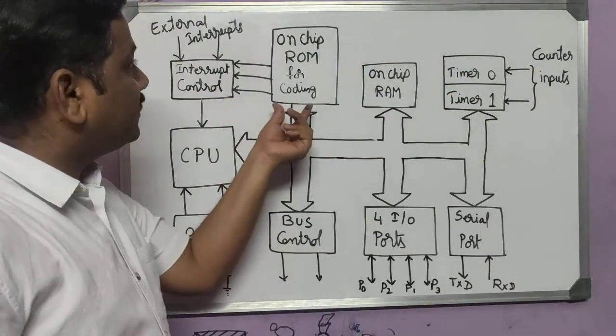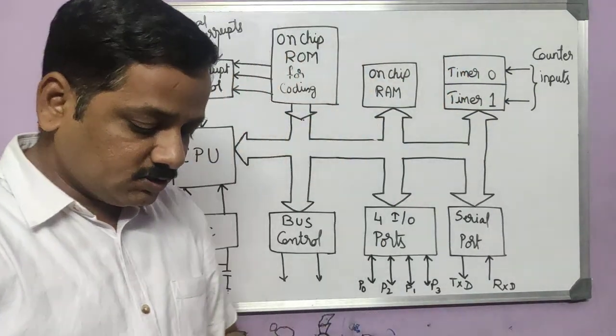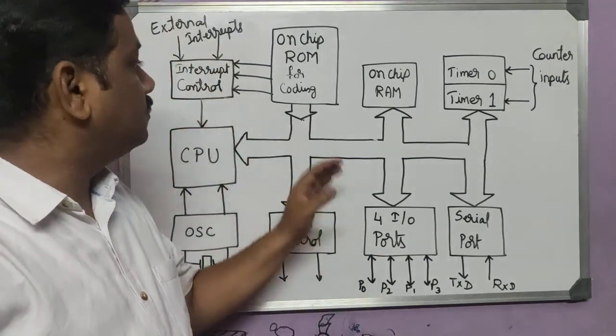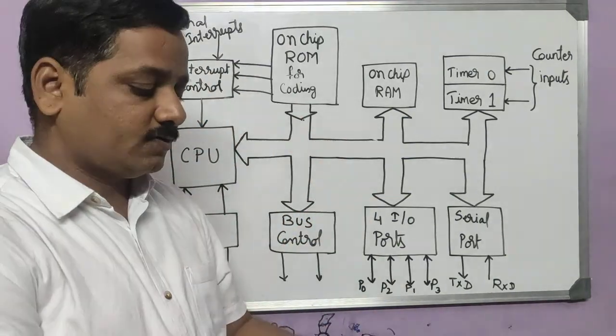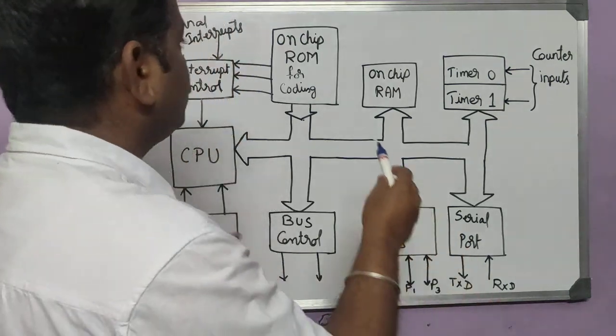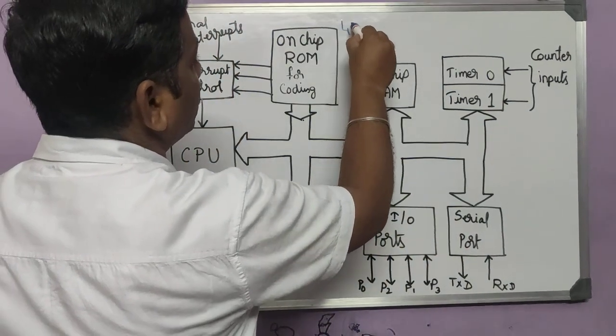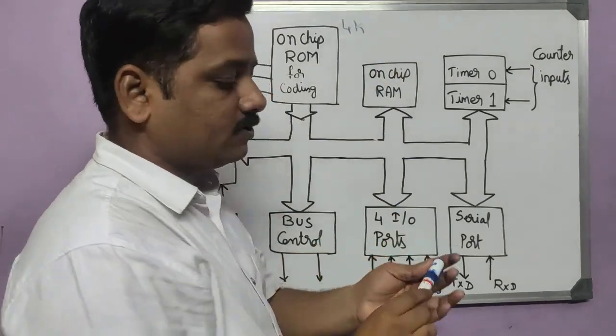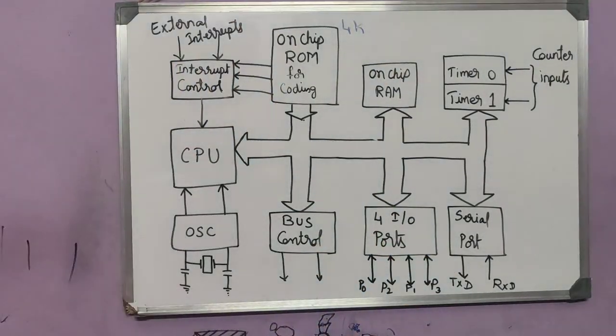Then we have an on-chip ROM. On-chip ROM is for coding. This is made for coding. Actually, the size of this on-chip ROM is 4K.